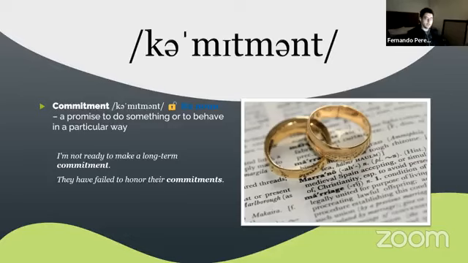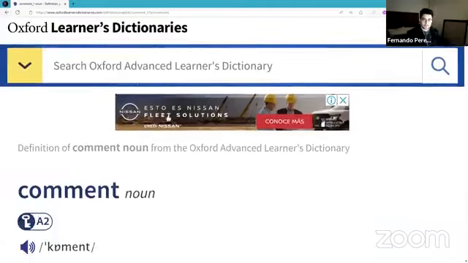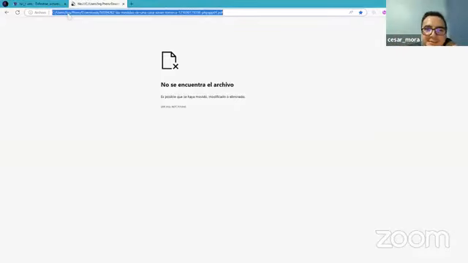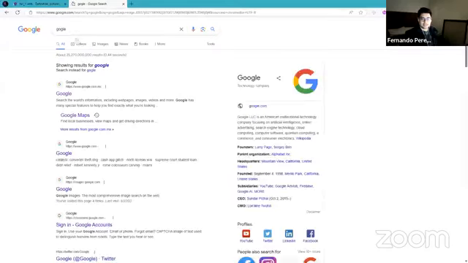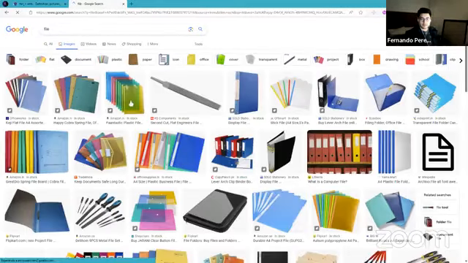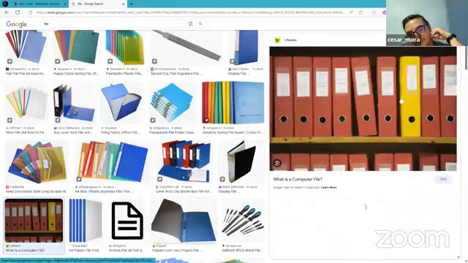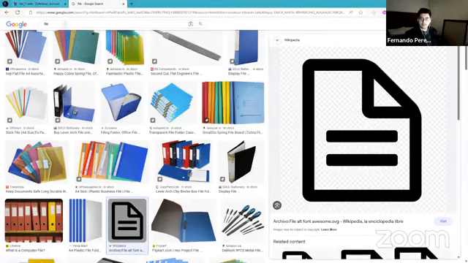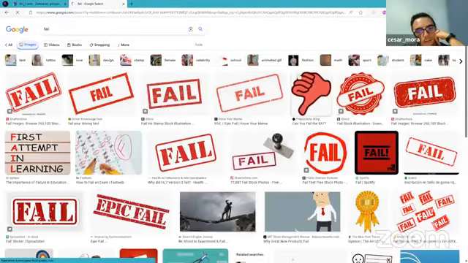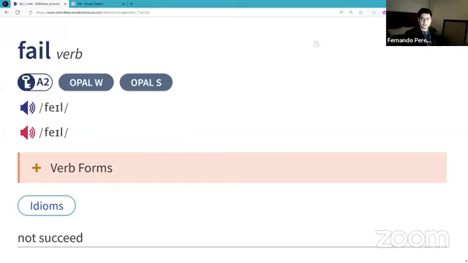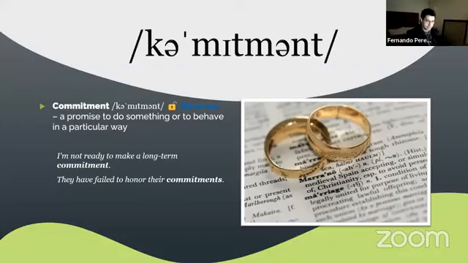Let's go through the dictionary. Pronunciation: fail, fail. Because file is a line. No, this is file, the file in an office. And this is to fail. Got it? So probably it's important to say the level.